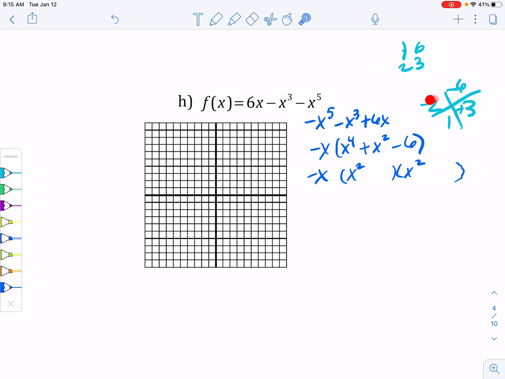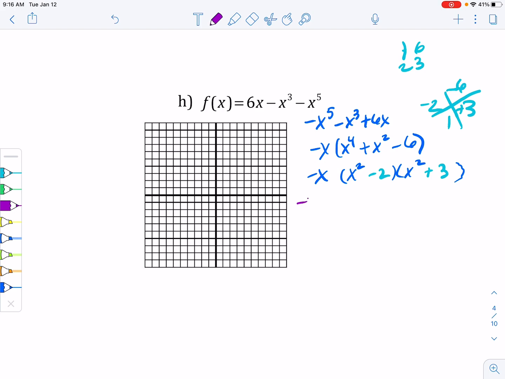I double check my signs. Negative 2 times positive 3 is negative 6. Negative 2 plus 3 is really positive 1. So I can put these right here. So one of them will be minus 2 and one of them will be plus 3. Now, this is a little bit different because this is an x squared, not an x, and this is an x squared, not an x. But our process to find our x-intercepts is still the same.